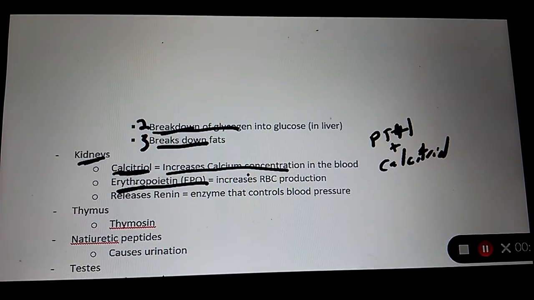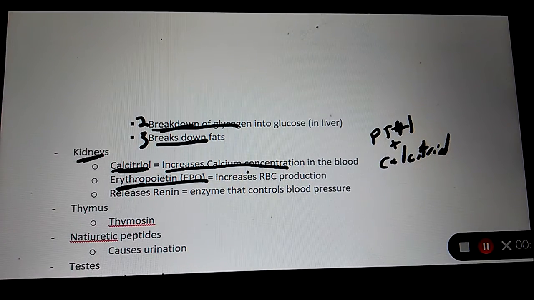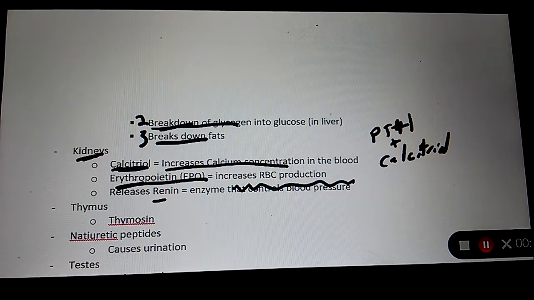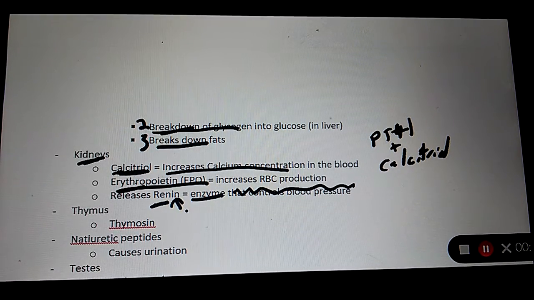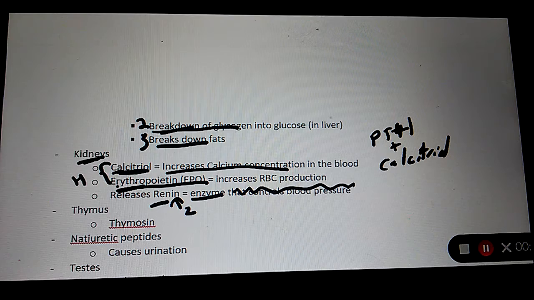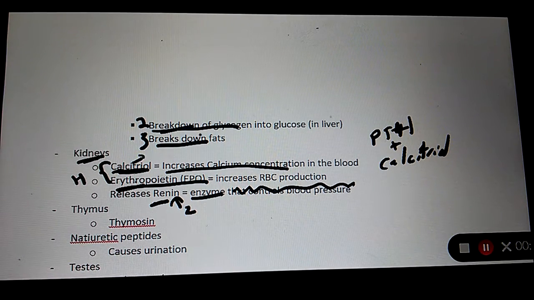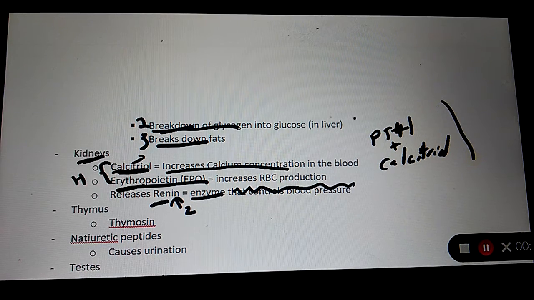Calcitriol and erythropoietin. Name an enzyme produced by the kidney. Renin. Don't worry about it, it controls blood pressure, okay? Is renin an enzyme? Yes, it's an enzyme. Whereas these two are what? Hormones. Yes.